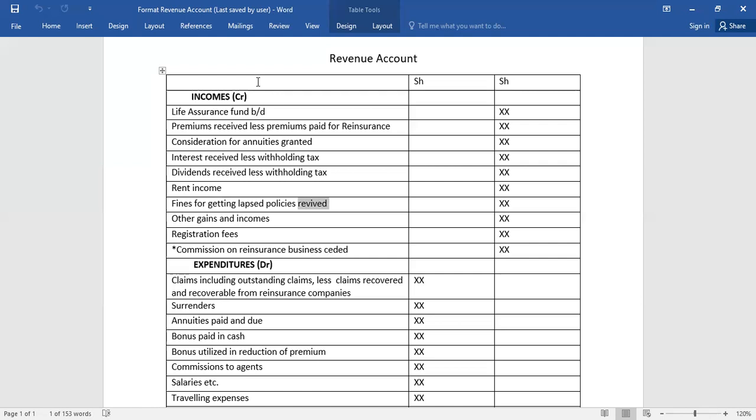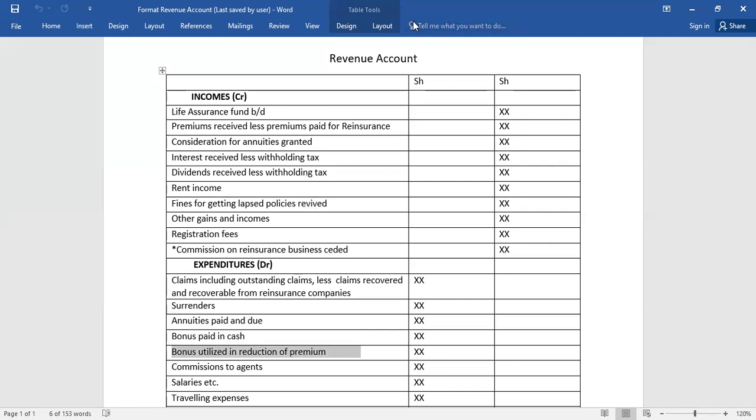You said instead of paying bonus in cash, the insurance company may deduct the bonus from the premiums due from the insured. That's why we are calling it the bonus in reduction of premium. So, be very keen, this item will be shown on both the debit and the credit side.